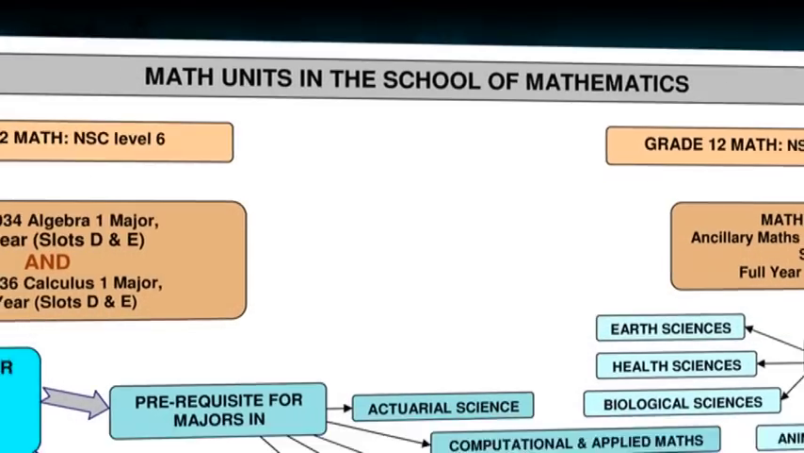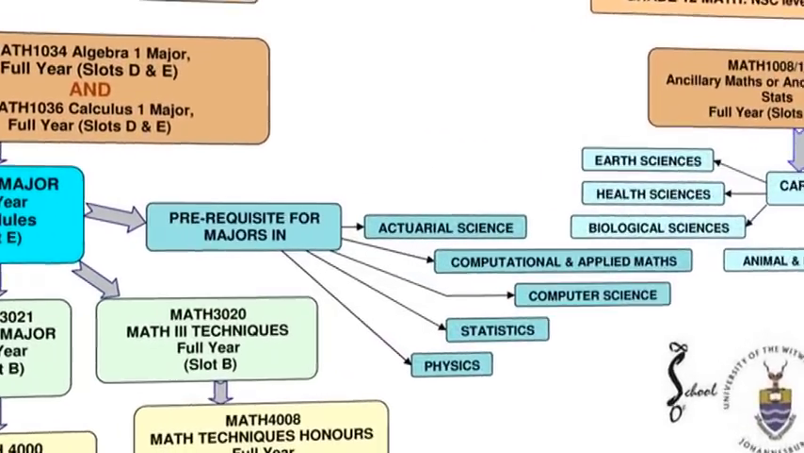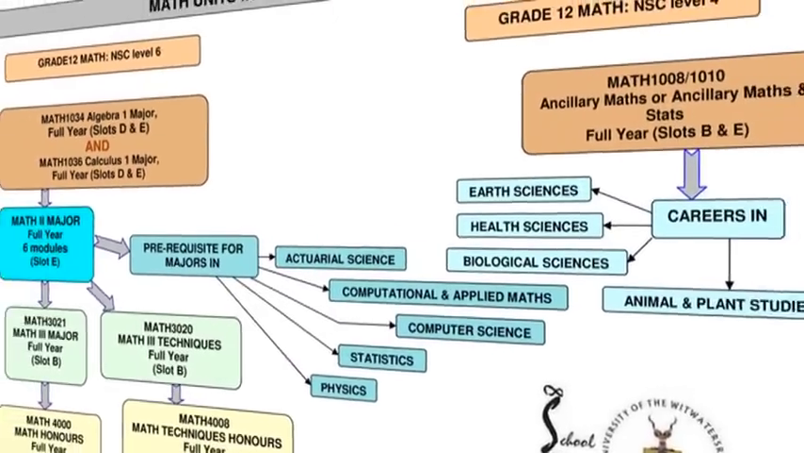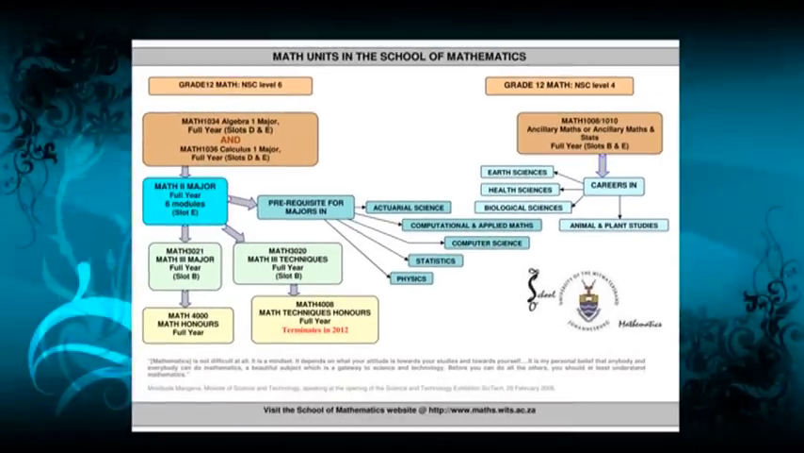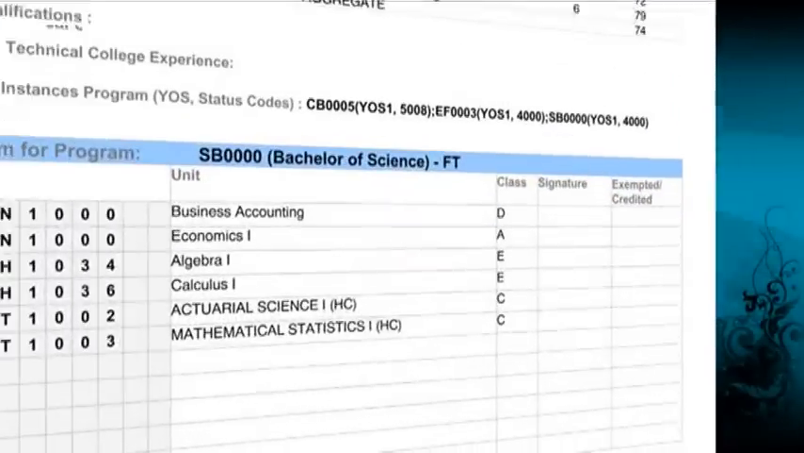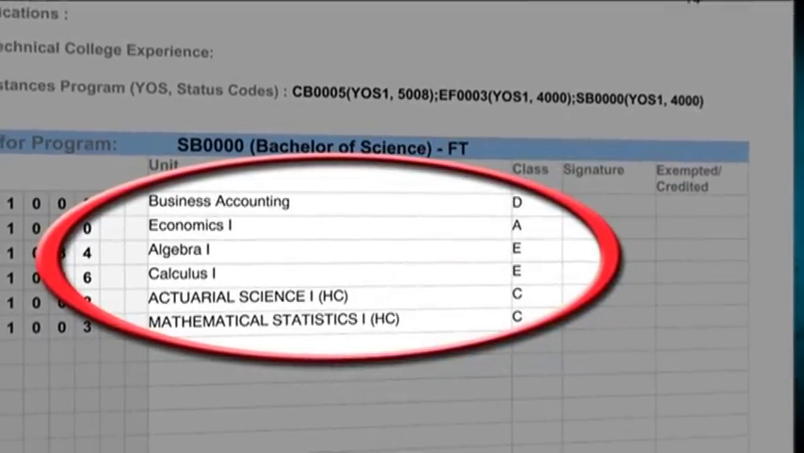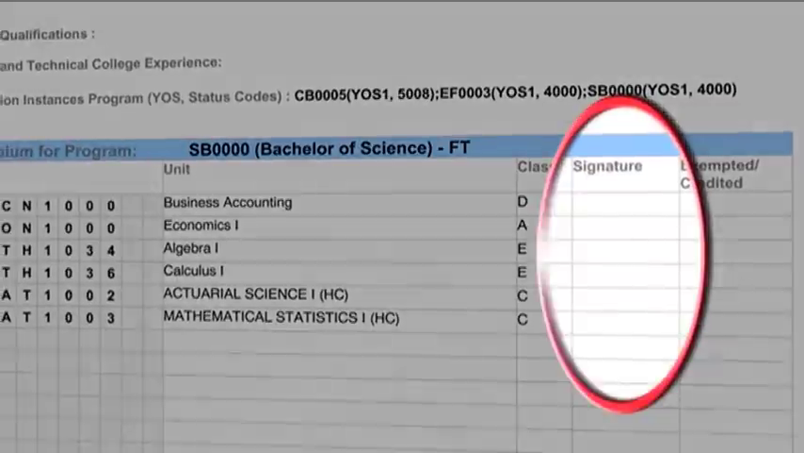At the desk, you will be given a page that explains the subject combinations available within the school. Keep this information with you to assist with future curriculum planning. Make sure that they fill in the unit code, the unit description, and timetable slot A to E, and sign your form.